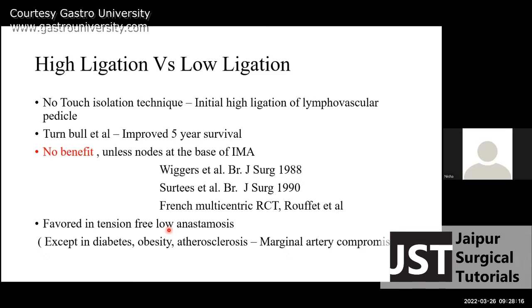However, in those patients where the marginal artery of Drummond is compromised, especially diabetics, obese individuals, and patients with pre-existing atherosclerosis, high ligation of the IMA might compromise the anastomosis, because the marginal artery of Drummond will be compromised in these individuals.